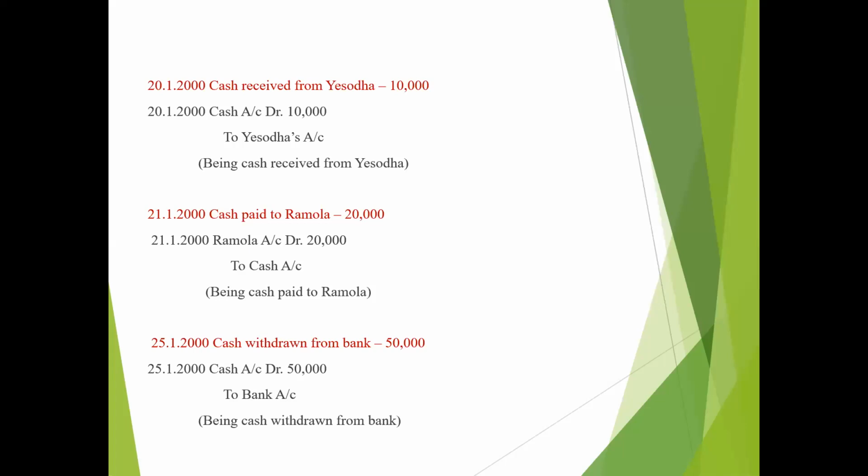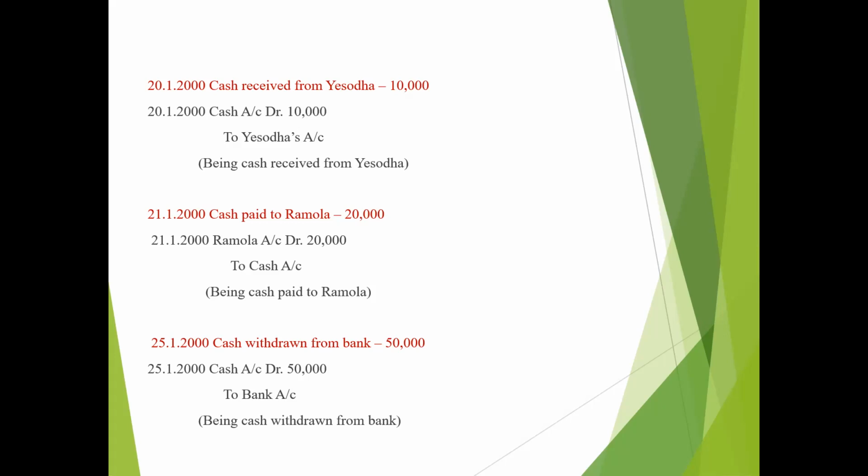So next entry is cash received from Yasoda, rupees 10,000. So the entry is cash account debit and then to Yasoda account. Here cash account is a real account. For example, debit what comes in. Here what comes in? Cash comes into the business. So automatically cash account debit to Yasoda account. Yasoda account is a personal account, credit the giver. So the rule is applied and Yasoda account will be credited. So the entry is cash account debit to Yasoda account. The narration is: being cash received from Yasoda.